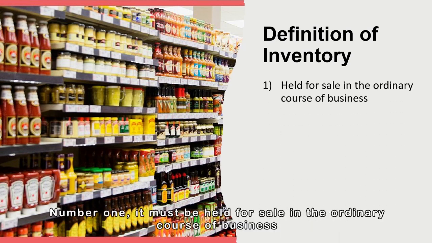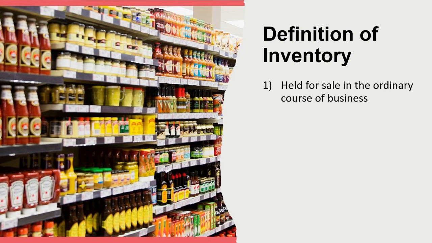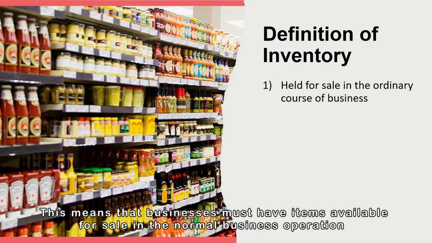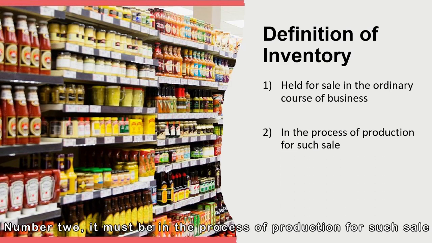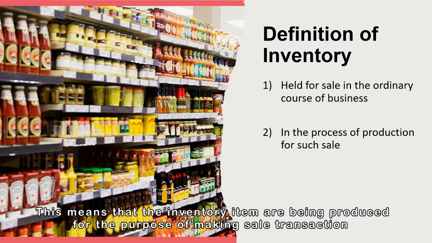Number one, it must be held for sale in the ordinary course of business. This means that businesses must have items available for sale in the normal business operation. Number two, it must be in the process of production for such sale. This means that the inventory items are being produced for the purpose of making a sale transaction.